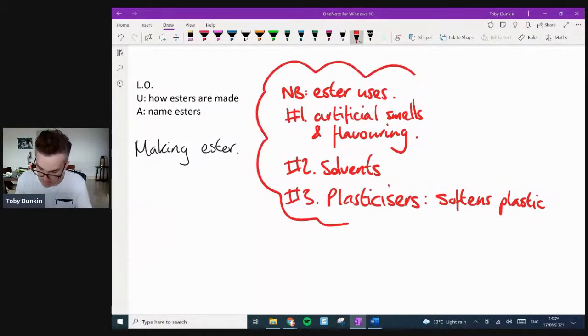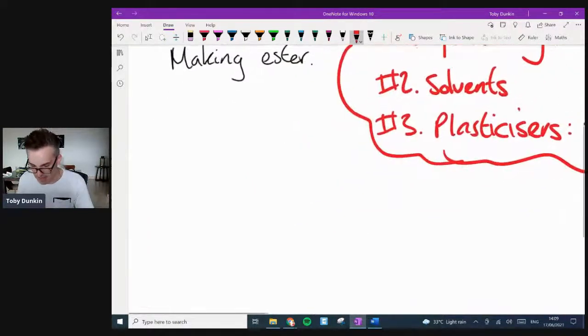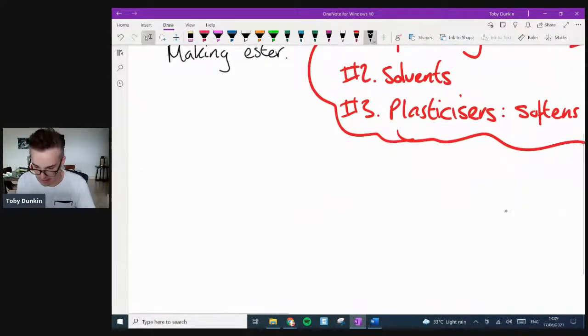So we love esters. Esters are fantastic. Next time you're eating something from a pot noodle to anything with a flavor, any form of cake, it will have an ester in it, and you'll usually be able to find it on the back of the packet. So how do we make them, and what do they look like?